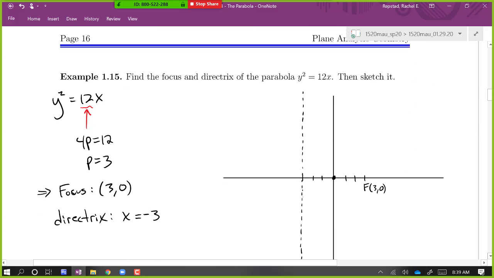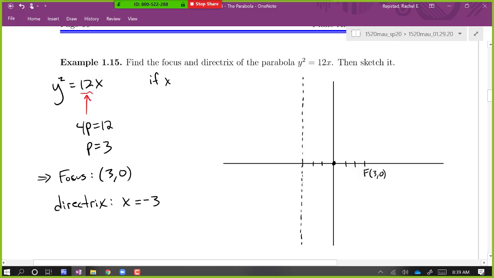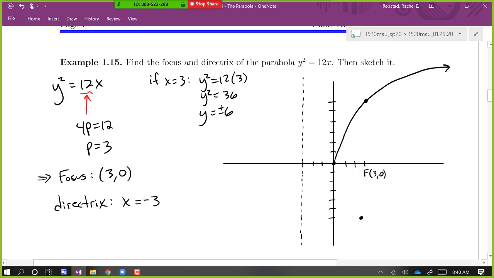So in this case, let's say I plug in x equals 3, then y squared is equal to 12 times 3, or 36. And so y is equal to plus or minus 6. So there's that point, and this point. And getting another point on it just helps me draw a little bit more accurate sketch.